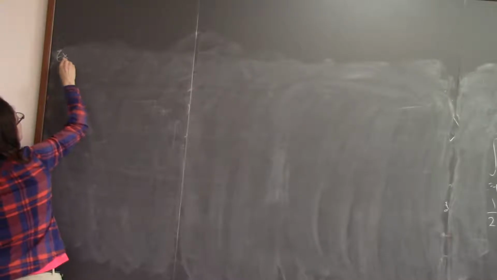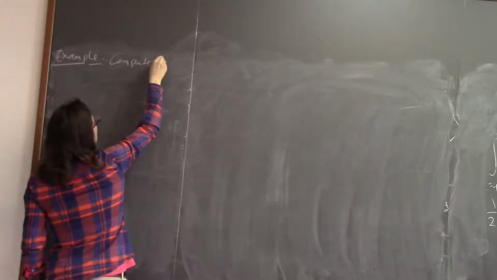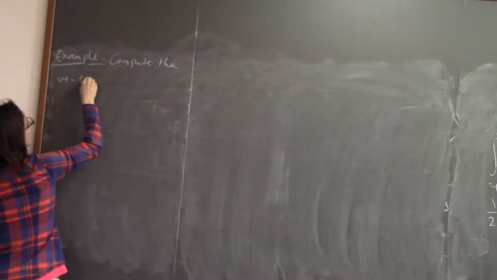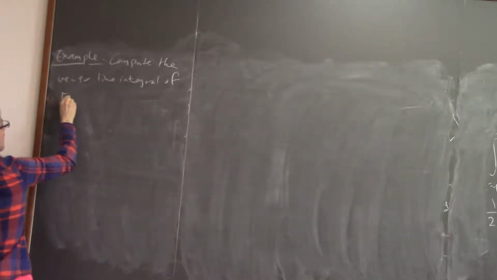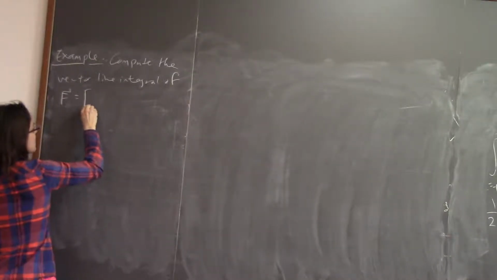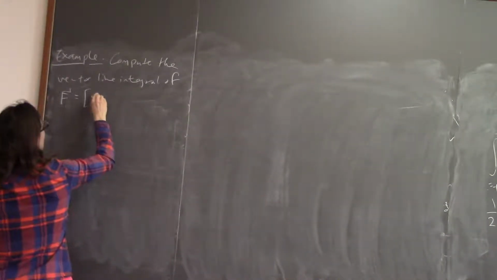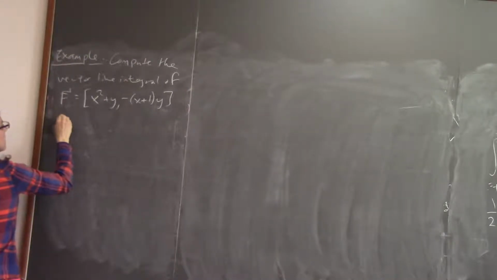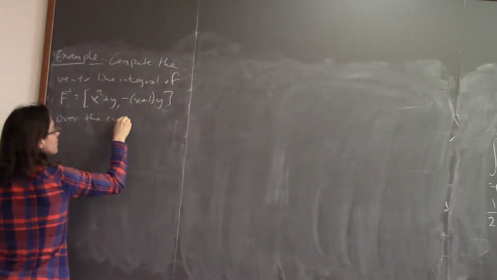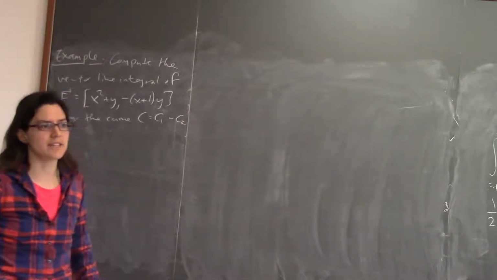So for example, let's compute the vector line integral of the function, let's see, x squared plus y, comma negative x plus 1 times y, over the curve C, which is C1 and then C2. So however you want to call C1 and then C2.